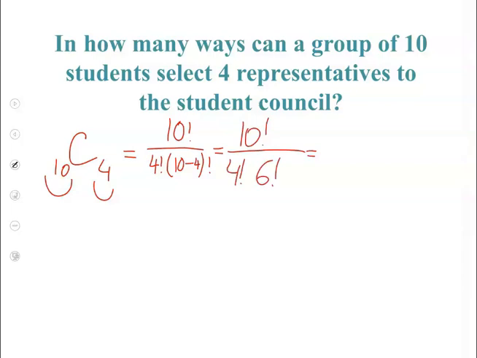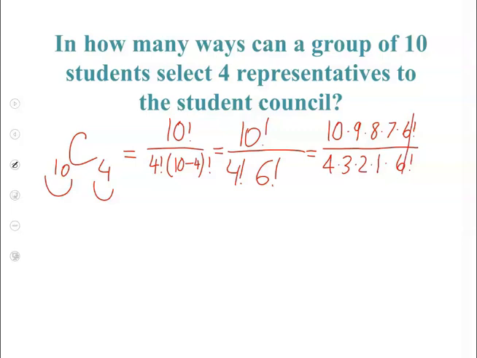So how do we deal with this problem? Do we need to expand 10 all the way to 1 or not? We can stop somewhere. We only have to expand it to 6. So 10 times 9 times 8 times 7 times 6 factorial over 4 times 3 times 2 times 1 times 6 factorial. That's going to cancel.